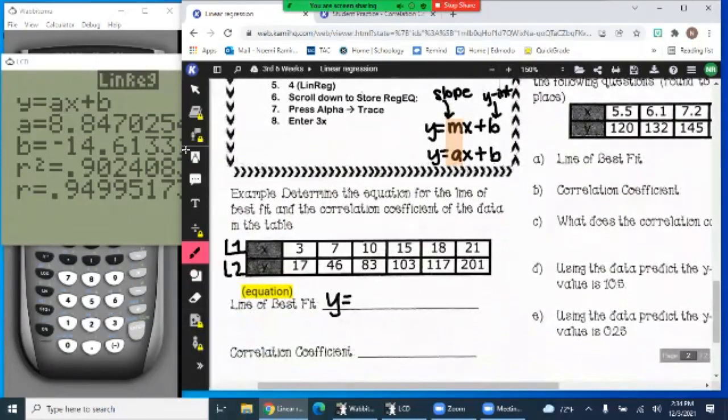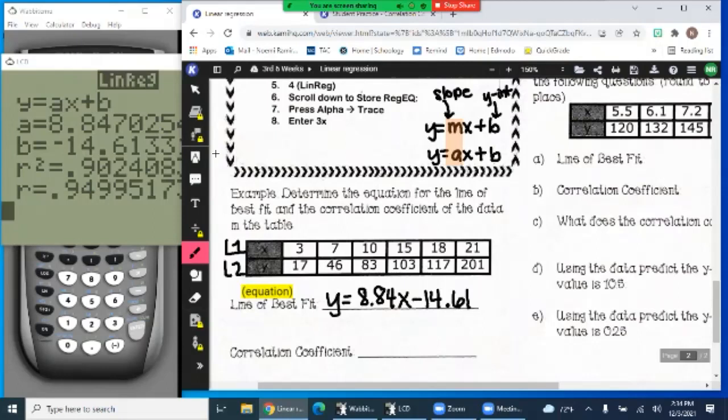So y equals what? 8.84. Now slope is always attached to what? X. Plus or minus? Minus, because it's a negative 14. So negative 14.61. And that is the equation of this line.